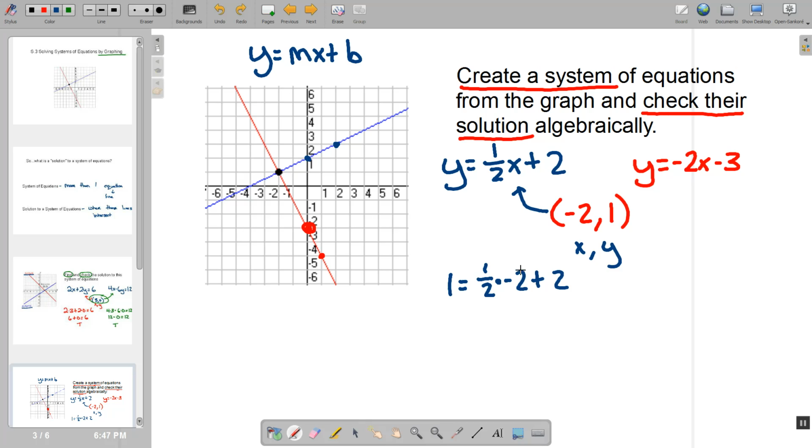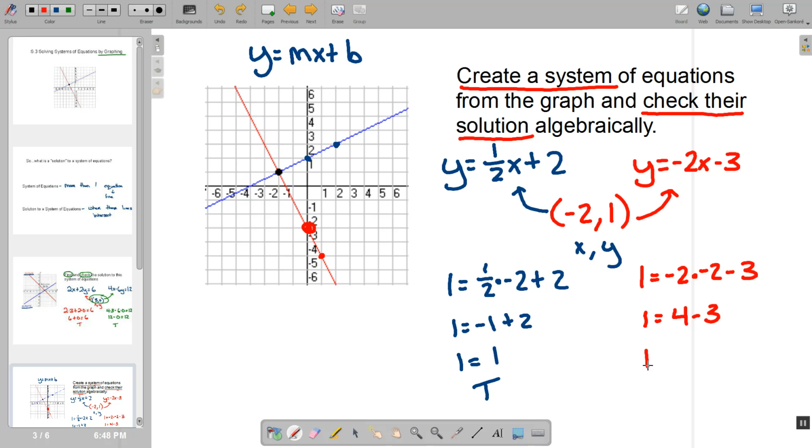Well, 1/2 of negative 2 is negative 1. Negative 1 plus 2 is positive 1. So this side of the equation is true. So now let's check the opposite side. Well, we're going to plug in both values here again. So we get 1 for y equals negative 2 times negative 2 minus 3. Negative 2 times negative 2 is positive 4. Positive 4 minus 3 is 1. So we have a true statement.